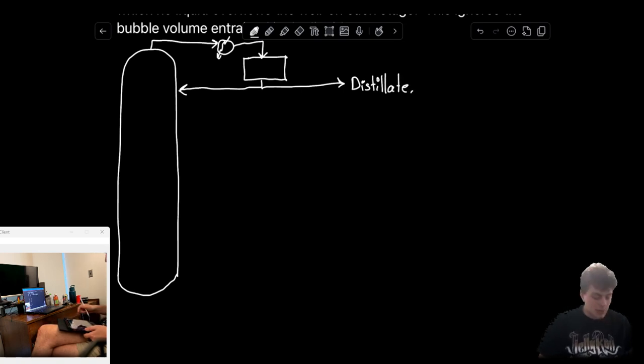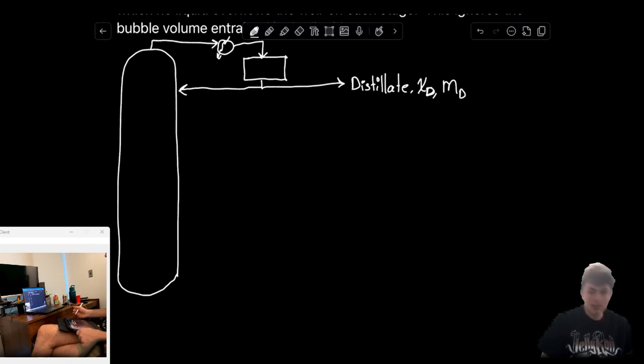And so again, what are we attempting to monitor in each stage here? We're attempting to monitor our mole fraction of volatile component and our molar holdup. So let's call that M.